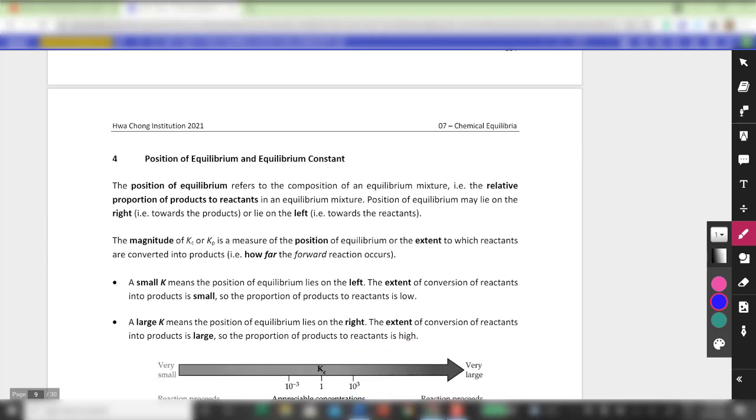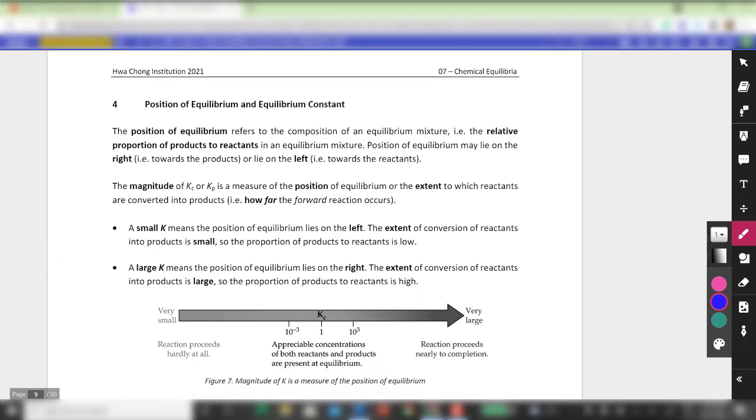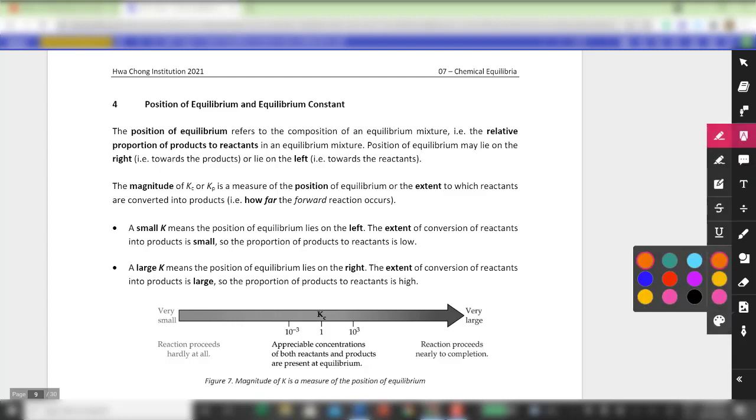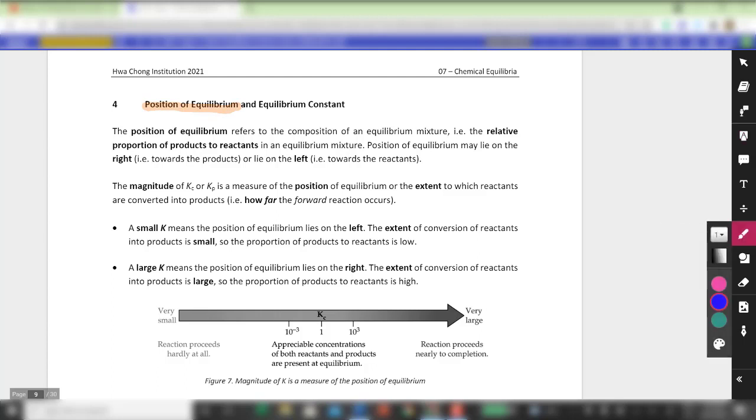Okay, so we'll move on to the next part on the position of equilibrium and equilibrium constant. You'll notice that this particular term is very important and it shouldn't be used loosely. When you are referring to position of equilibrium, or POE for short, you should use the term position of equilibrium, or you can say position, or equilibrium position. You shouldn't be saying equilibrium shifts to the left or right, because it doesn't make sense.